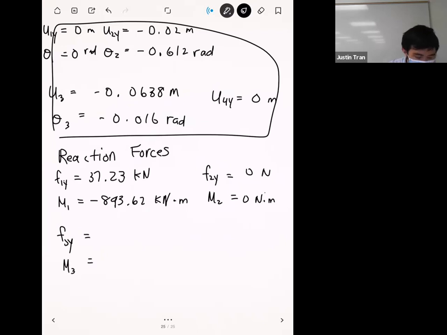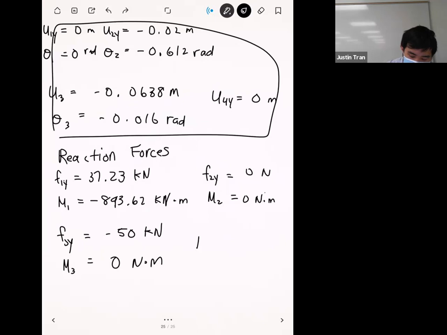For our node 3, we have our external load being applied there. And so we have a minus 50 kilonewtons because that's our external load. But there's no external load on the rotational component. And so we have M3 is equal to 0. Okay.